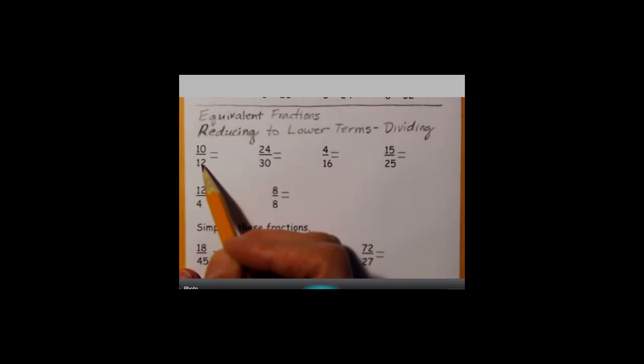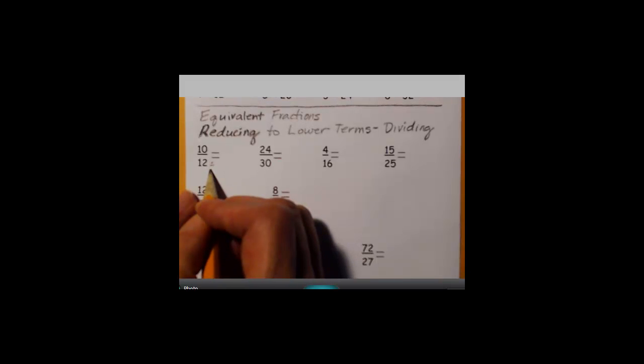In other words, we are looking for a common factor, in this case, for both 10 and 12. Because both of those numbers are even numbers, we know that 2 goes into both 10 and 12. Therefore, we can divide both numerator and denominator by 2.